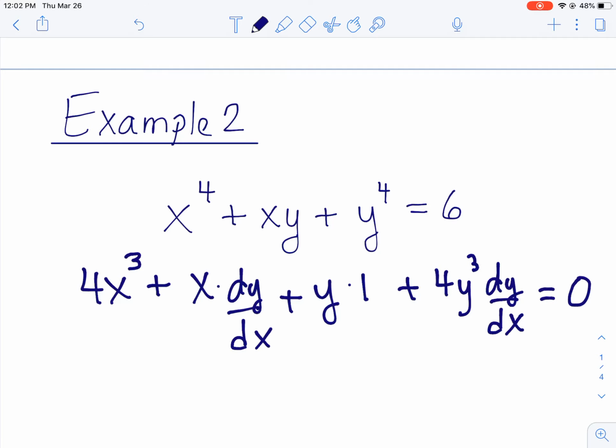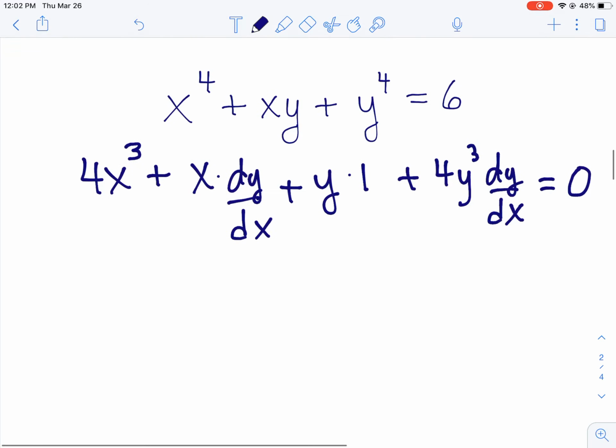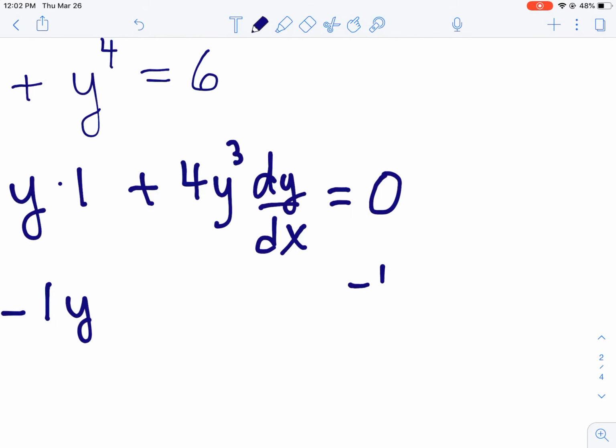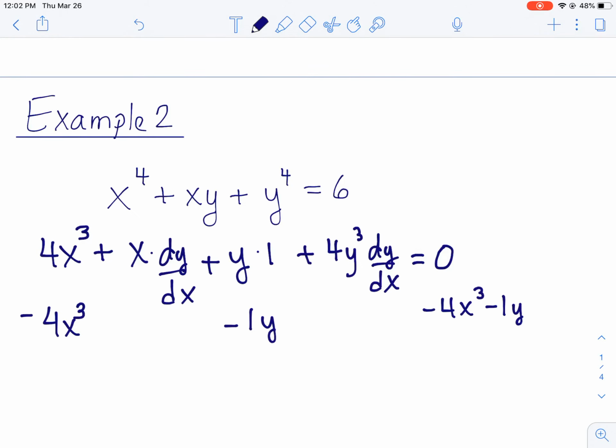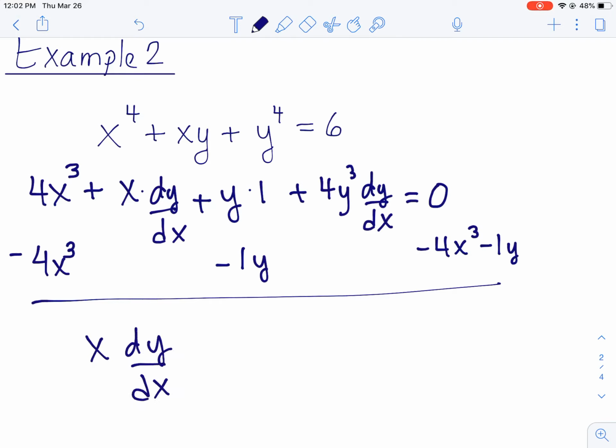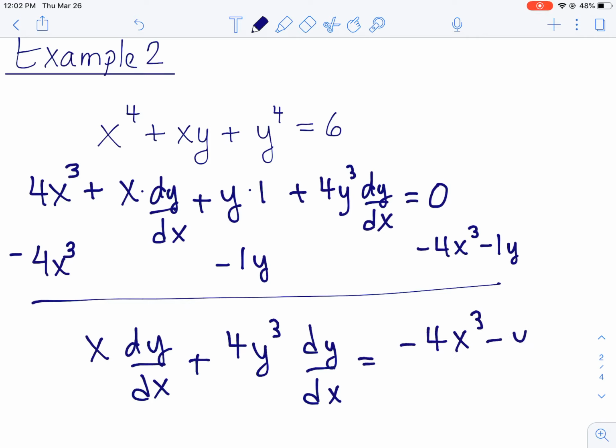Okay, take a look at that for a second. All right, now I want to get the dy dx's by themselves, so I'm going to subtract the 4x to the third and 1y from both sides, so that the only thing left on the left side is the dy dx terms. All right, so this is x dy dx plus 4y to the third dy dx is equal to negative 4x to the third minus y.